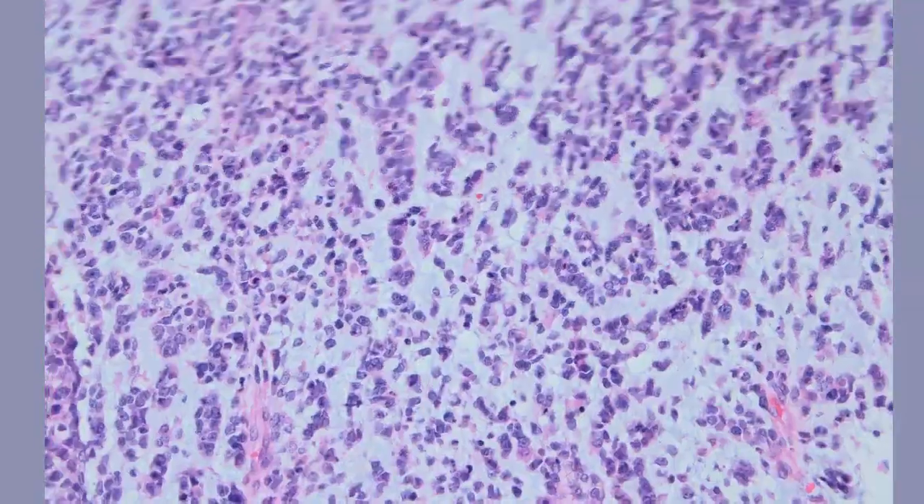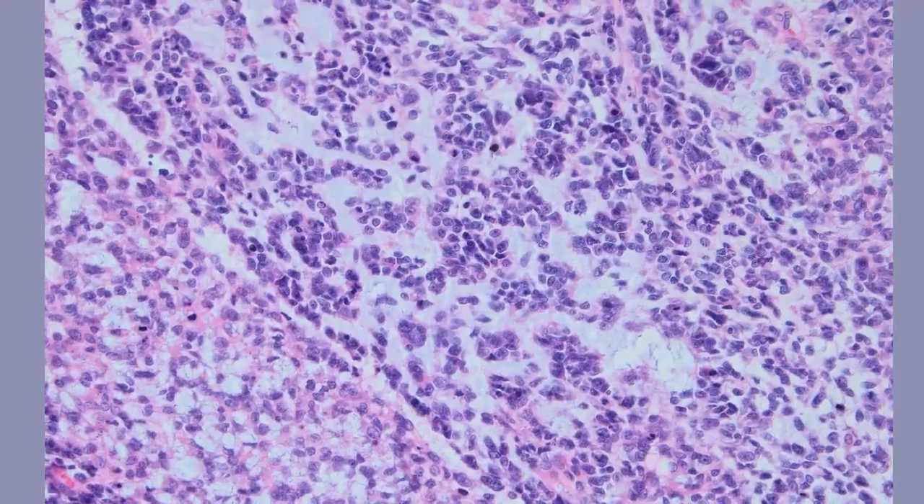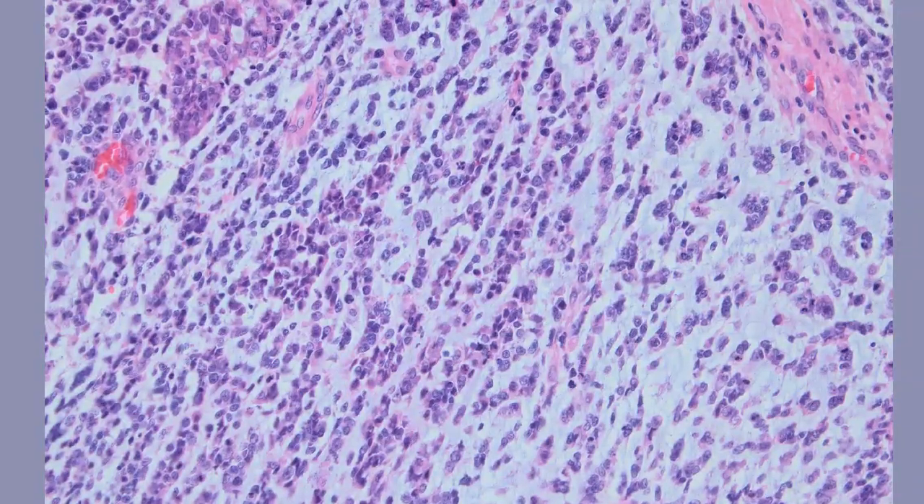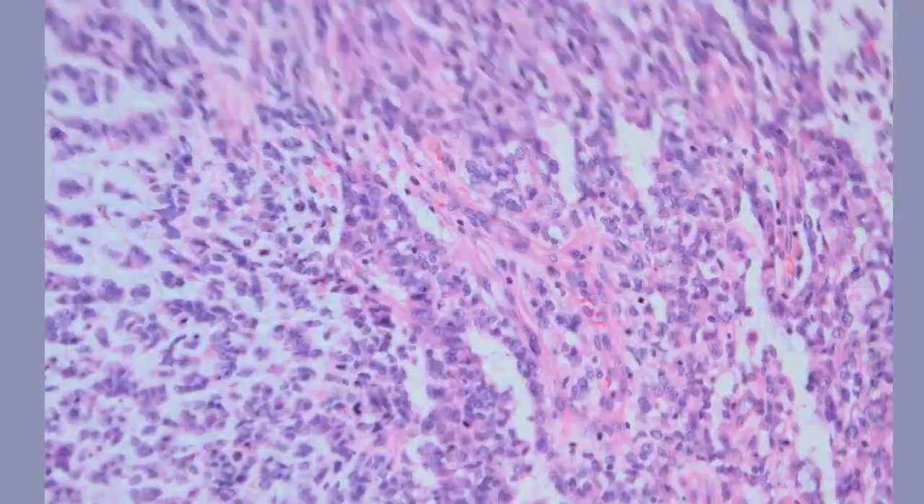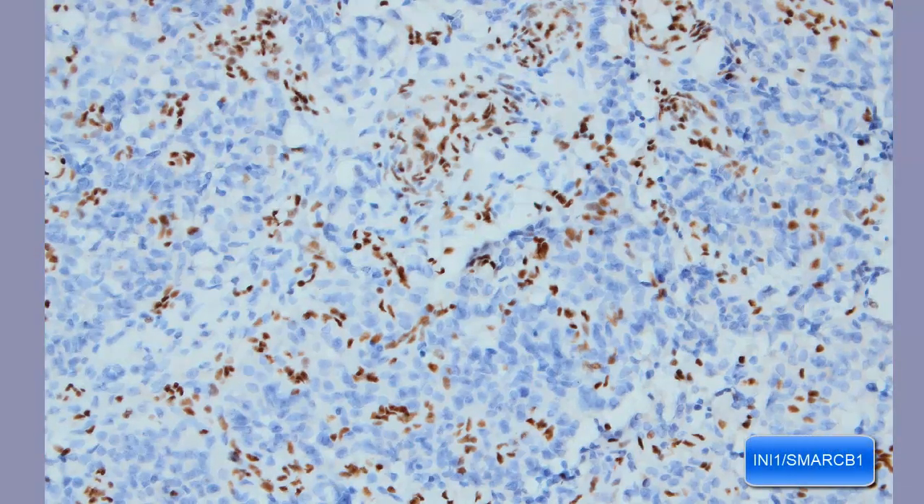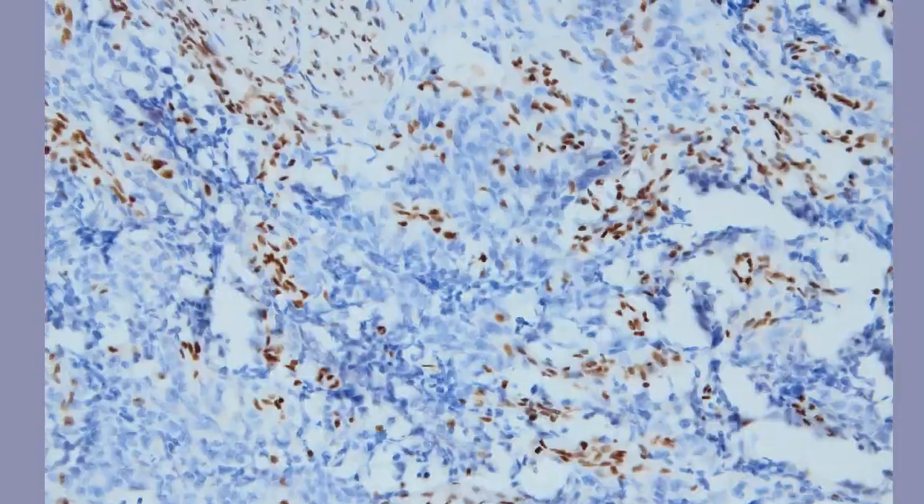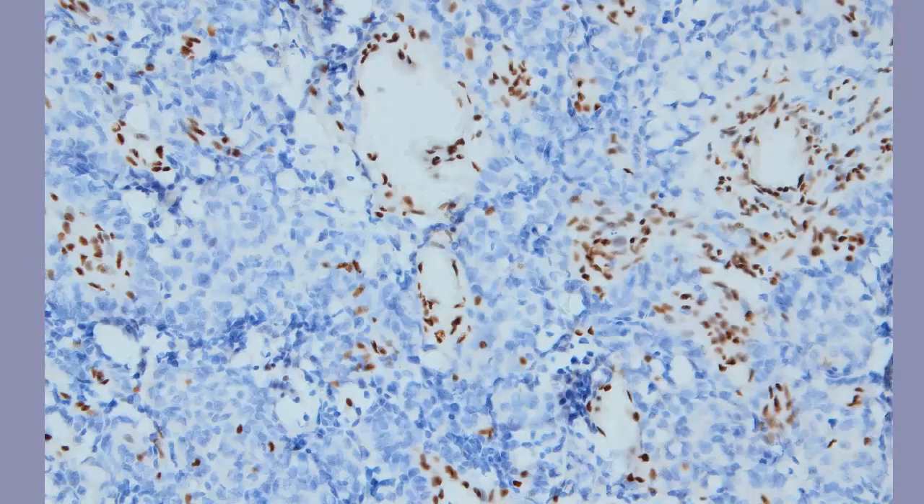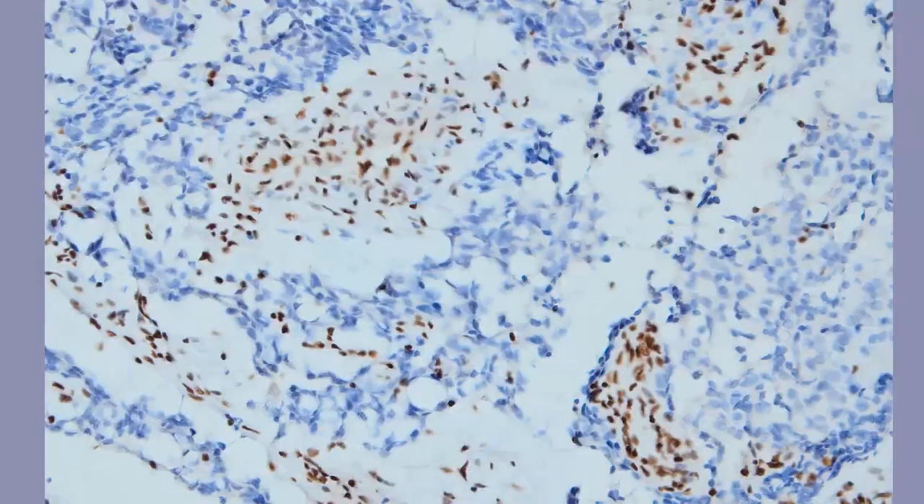We performed the same markers again, and they were also positive. This tumor is positive for SALL4, glypican-3, and even AFP. But here comes the marker that totally changes the diagnosis, and this is INI1, SMARCB1. So here, as we see, the tumor cells are completely negative, and the cells staining with INI1 are just the accompanying normal cells like endothelium or stroma or lymphocytes.